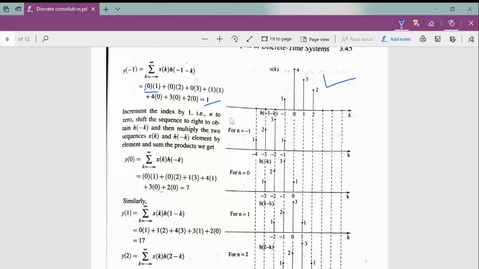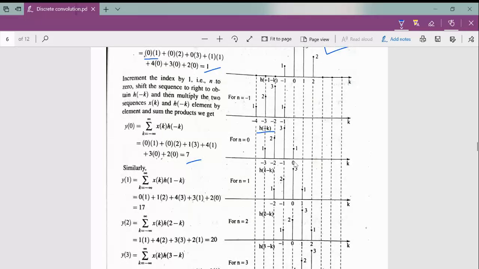Next we increment the value of n, so from minus 1 to 0. So we have 0 minus k, and we get the sequence like this. Again we multiply x of k by h of 0 minus k. Multiplying each term and adding together, we get 7. Then we shift by one position. Initially it starts from minus 4, in the second step from minus 3, then minus 2, and multiplying x of k and h of 1 minus k and adding together, we get 17.